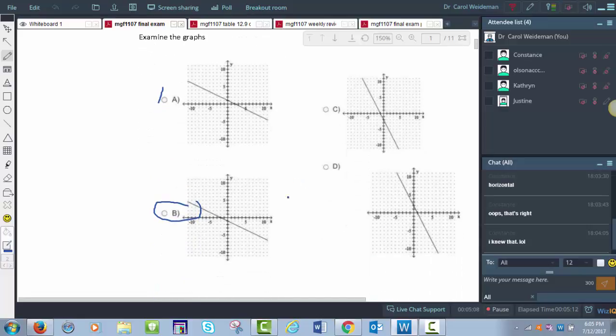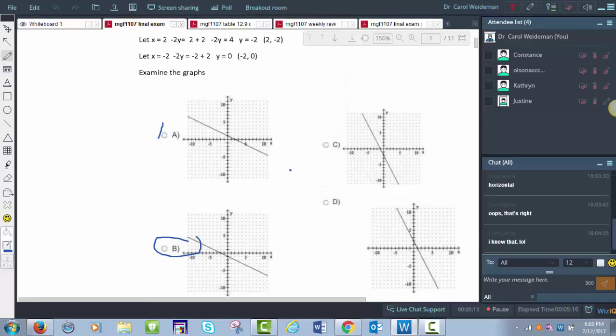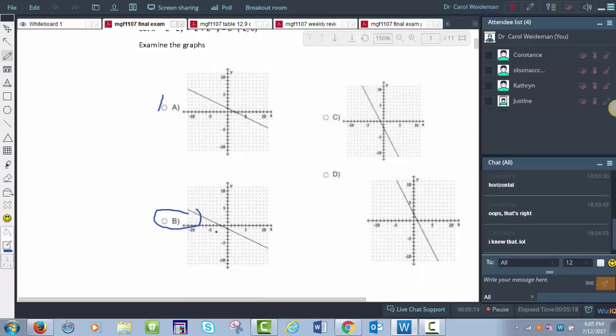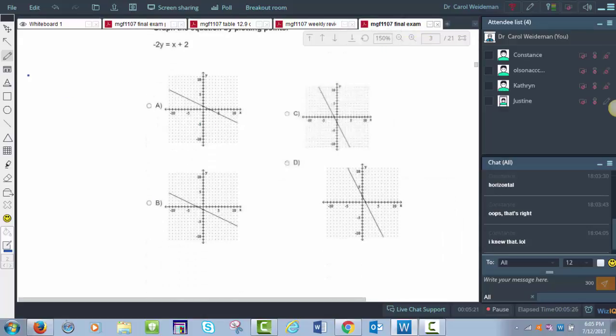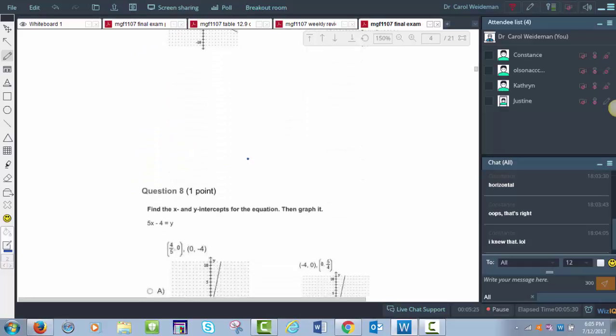2, -2. Yep. And -2, 0. Yep. So the answer there is B. So it's actually not that difficult to do those. All right, so that was B. Let me circle it over here. Okay, let's see what else we did.